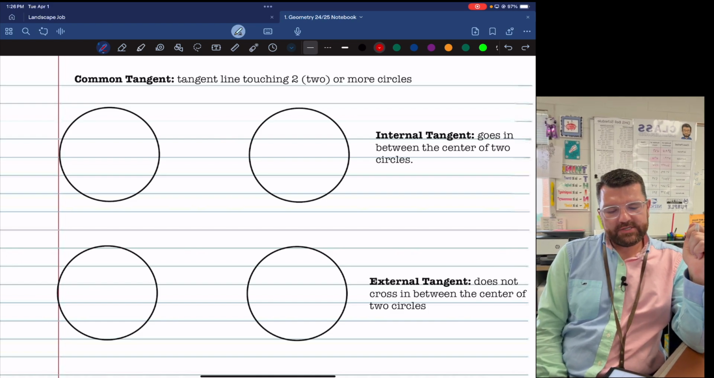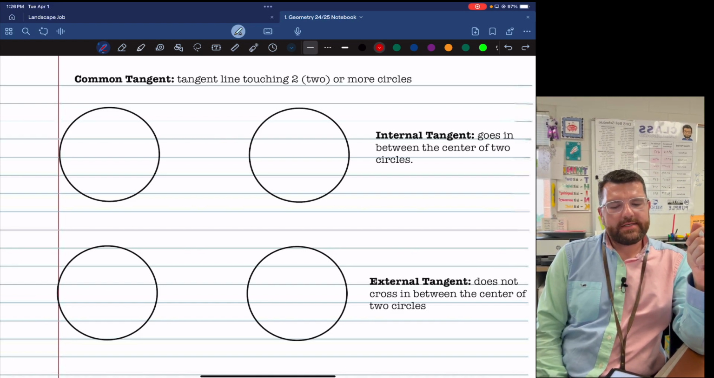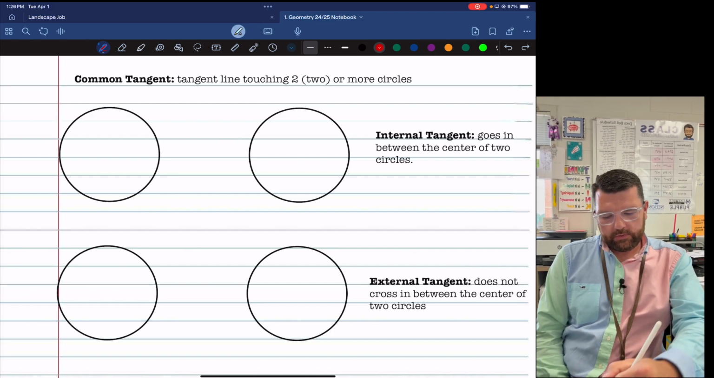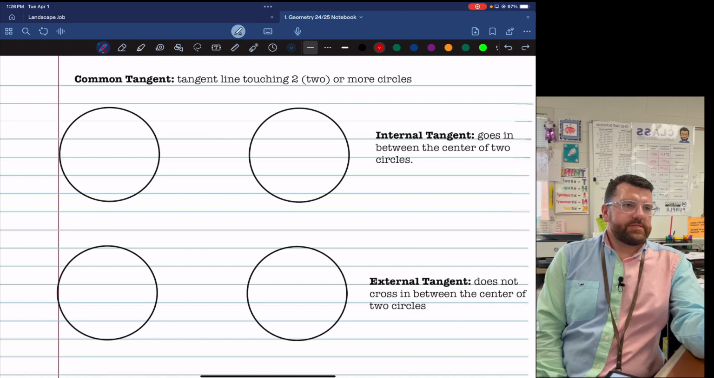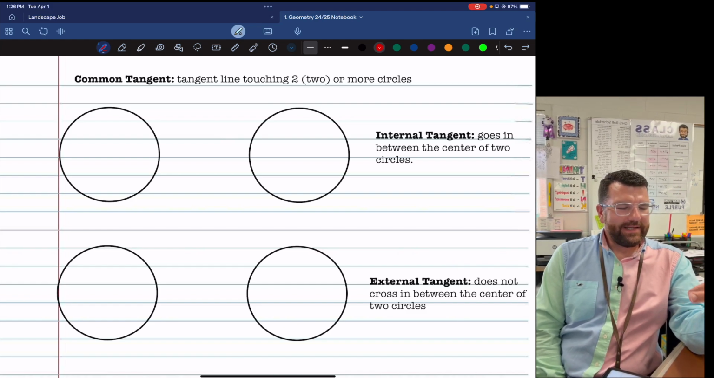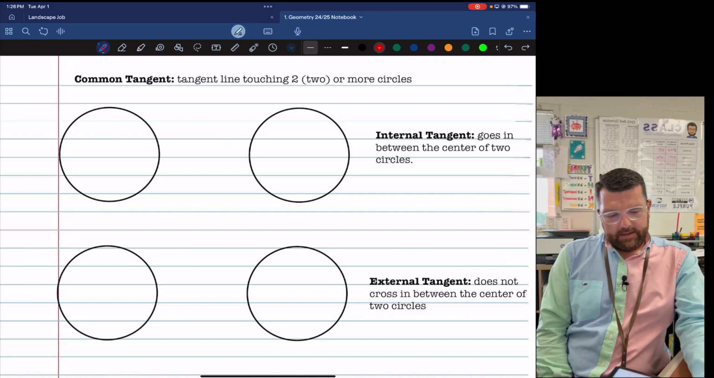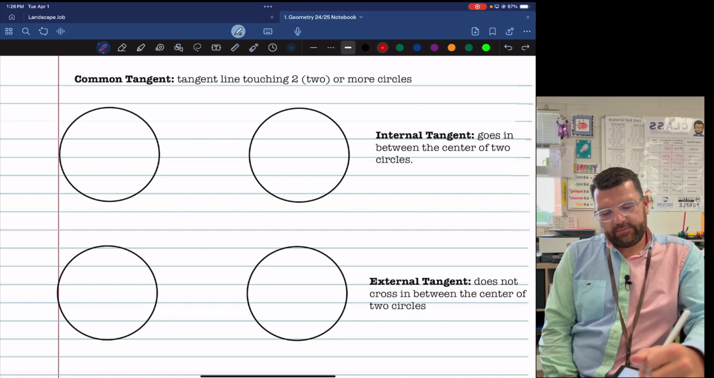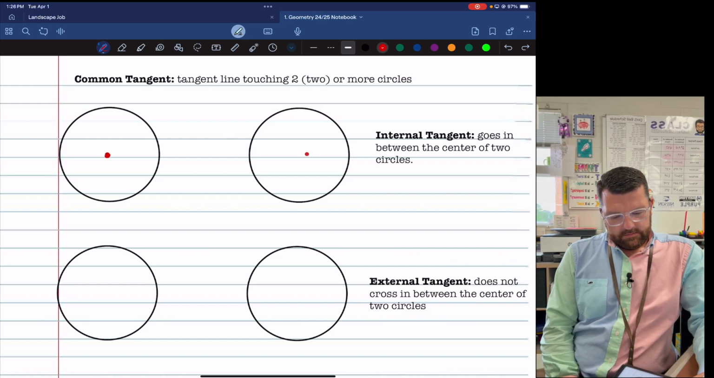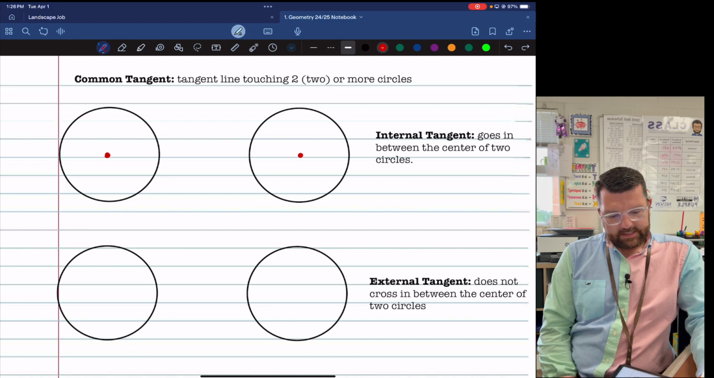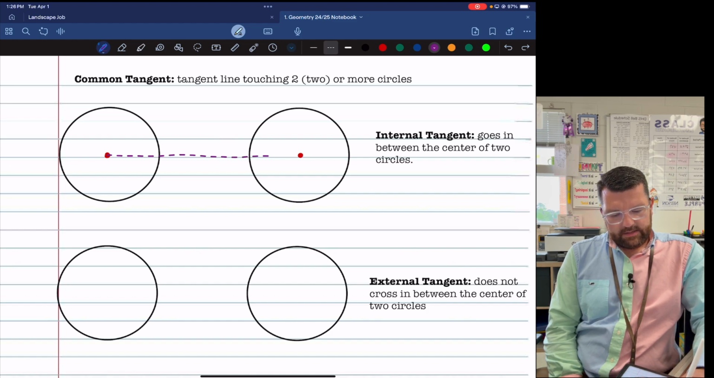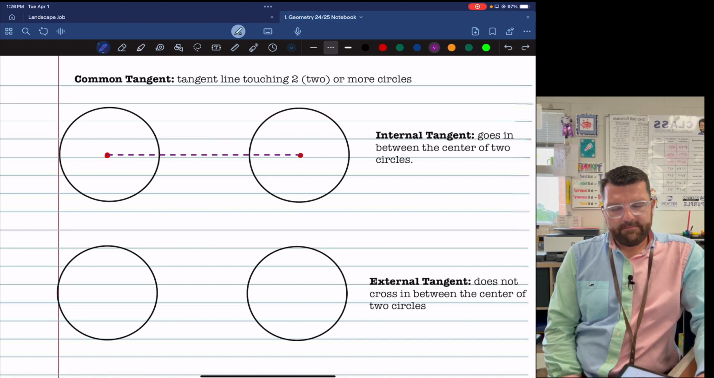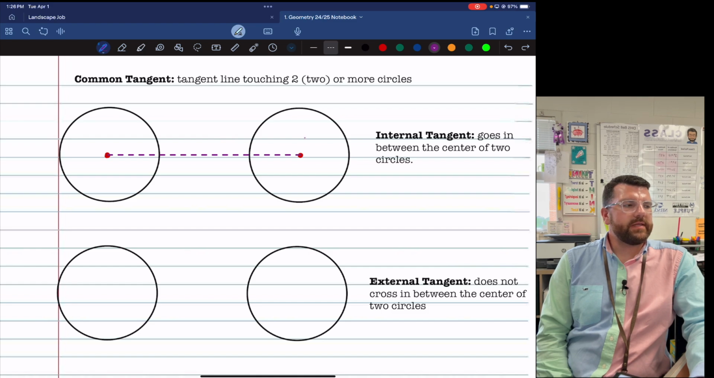A common tangent is a tangent line touching two or more circles. There are two types of common tangents, an internal tangent and an external tangent. These are somewhat difficult to draw. Do not expect you to be an artist. Every circle has a center. We talked about that just a second ago. And two or more circles have this imaginary line that is in between the centers.